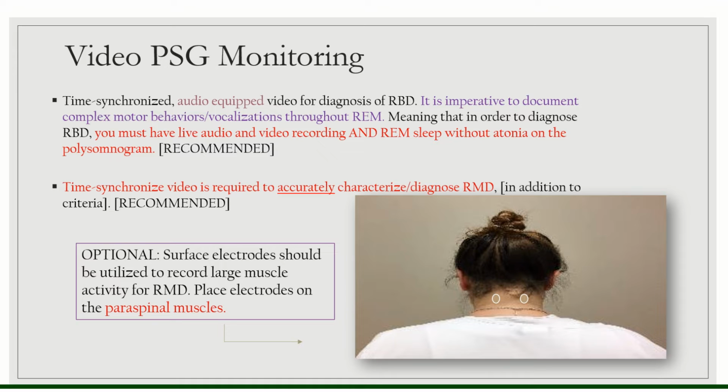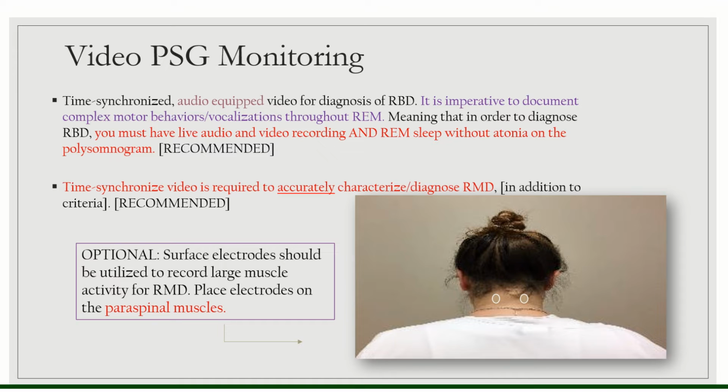It's imperative to document complex motor behaviors and vocalizations during REM. So that means that if your patient seems like they are fighting, if they are saying different words, anything like that, make sure that you document that. It means that in order to have RBD, you have to have live audio and video recording and REM sleep without atonia on the polysomnogram.